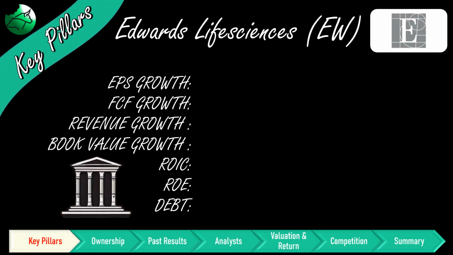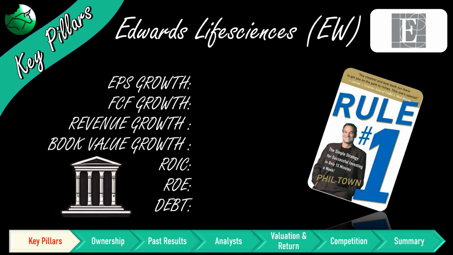Let's start by looking at the key pillars for the trailing 12 months. In the book Rule 1 by Phil Town, he suggests these are the key metrics when first evaluating a business. The first pillar we are going to explore is earnings per share. This is where we take the net income and divide it by the shares outstanding. The higher the number, the more profitable the company.